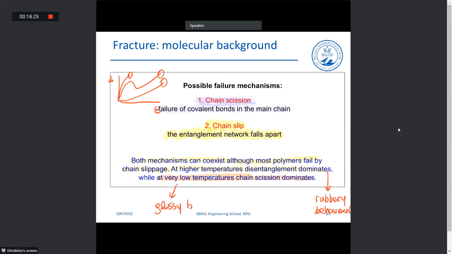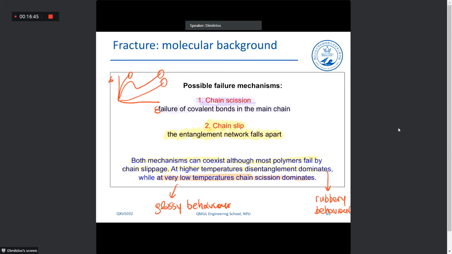So at low temperatures, the chains are interlocked with each other. They don't have any thermal energy, so they don't move around, okay? So the entanglement network keeps constant, but the covalent bonds are failing and chain scission dominates.